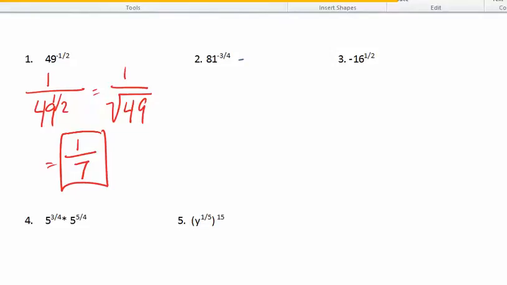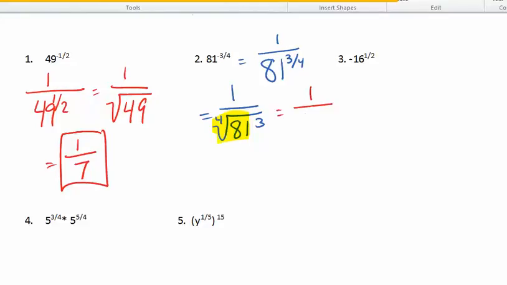Number 2, same sort of thing. I see a negative exponent, so I'm going to make that positive by moving it to the denominator. So it's 1 over 81 to the 3/4. I'm going to change that exponent to a radical. And because this is such a large number, we're going to do the radical first. And the fourth root of 81 is 3. So then we have 3 to the third power, which is 1 over 27.